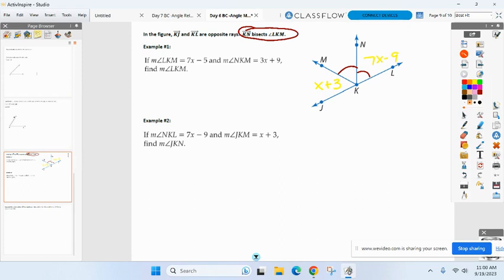Here's where you guys got to start becoming the honors level. And that is, most of the time, I am not going to provide you with enough information. You might have to add something to your diagram that you know is true. Because right now, x plus 3 and 7x minus 9, all by themselves, don't do anything for me. I can't use them just by themselves. So is there something else you can add to my diagram right now that you know is true?